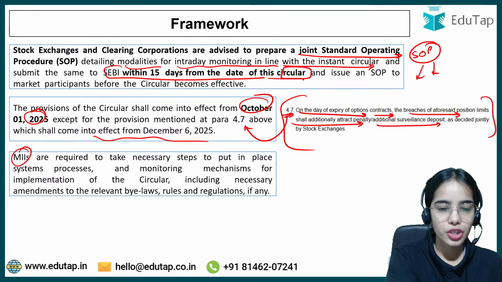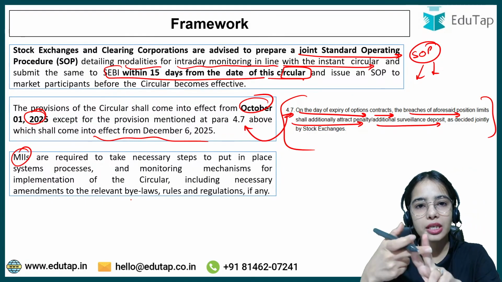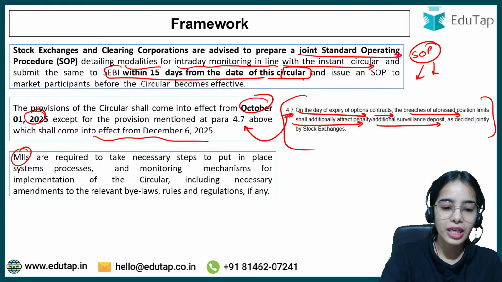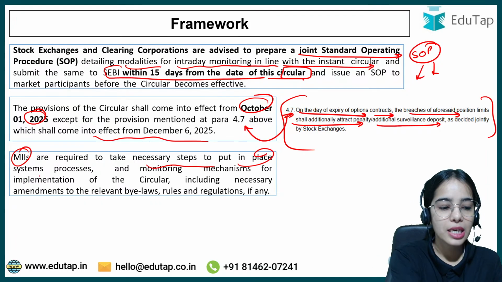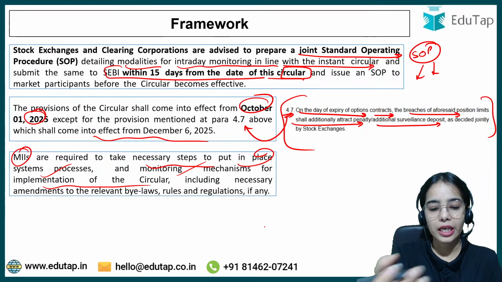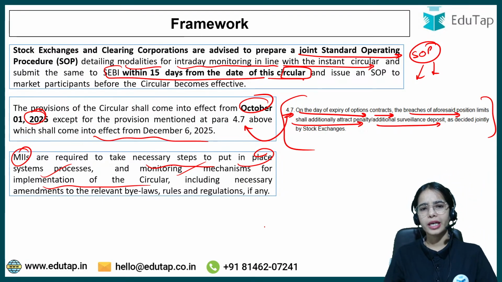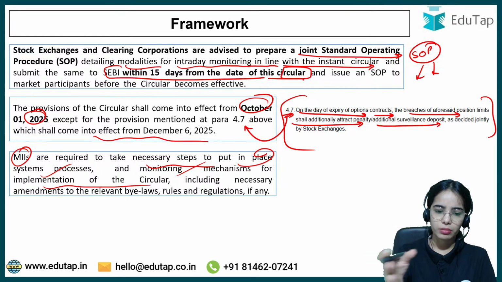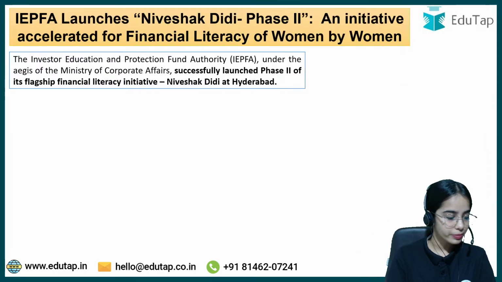The market infrastructure institutions, that is the stock exchanges, clearing corporations, depositories, are required to take necessary steps to put in place system processes and monitoring mechanism for implementation of the circular, including necessary amendments in their relevant guidelines, rules and regulations. Okay.